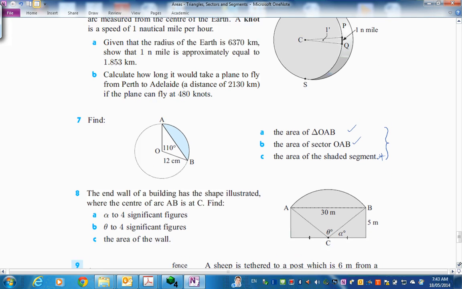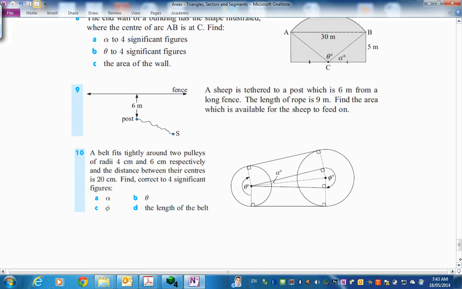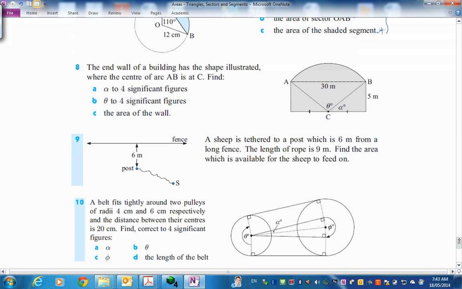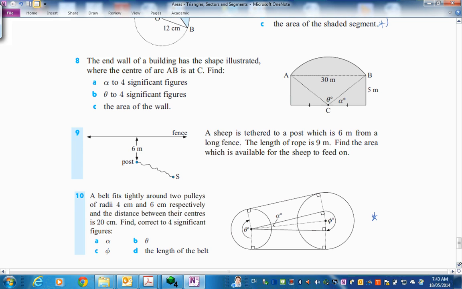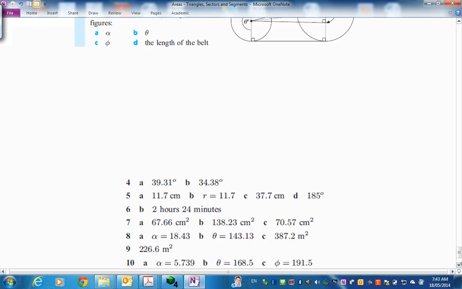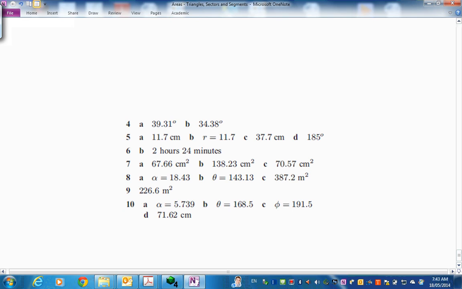Okay, let's go down now to 8, 9 and 10. Hang on, I've gone just a little bit far there. Let's just go up a little bit. 8, 9 and 10. 9 and 10 have got a coloured band, so they're harder. Okay, the pulley system's an interesting one. Alright, have a go. I'm going to show the answers now. So there are some answers for you.